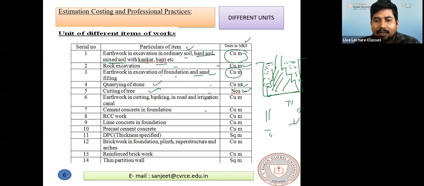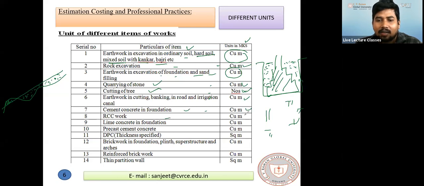Next, excavation and banking in road and irrigation canal. That means, this is the alignment. I have to construct a road here. So I need to cut some amount of earth here, and I need to fill some amount of earth for making that alignment. So this cutting and banking in road or in irrigation canal, these all are done in cubic meter. Cement concreting foundation, cubic meter.